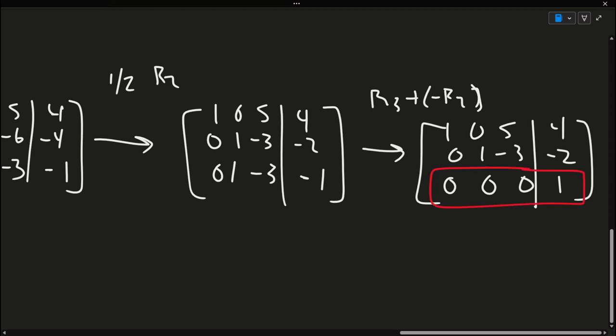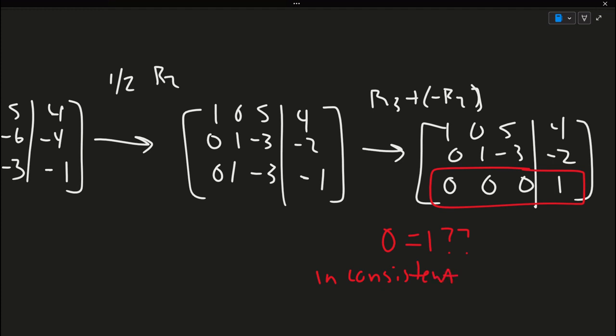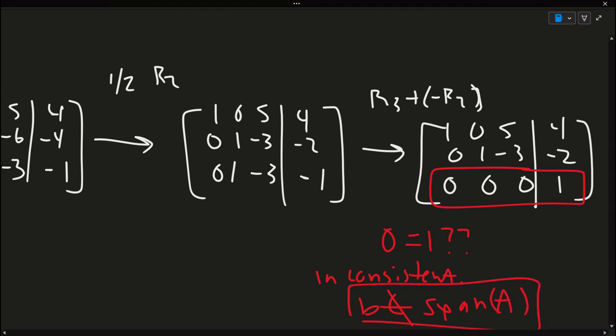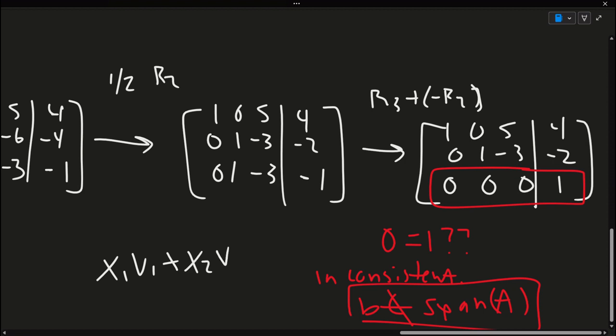Now, notice that there is an inconsistency in the third row. That's not good. If the system has any inconsistencies whatsoever, B is not within the span of A, which also means there's no linear combination of the vectors in A that can give you B, because the whole system is inconsistent.